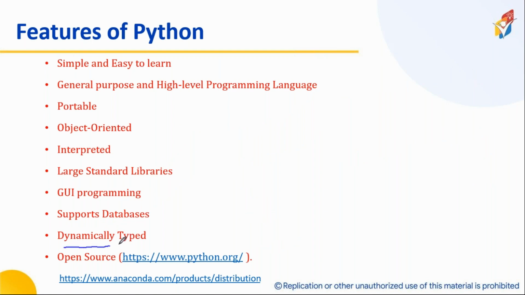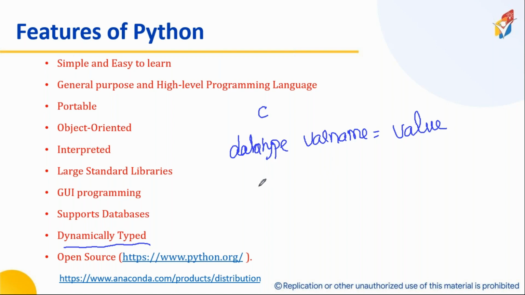Now, next one is dynamically typed language. Let me tell a small thing. For example, in C language, if I want to create a variable, what do I need to follow? Data type, then variable name is equal to value. I'll tell you what this is. For example, if I want to store numbers, the data type is called integer. Variable name a is equal to 100, where 100 is called the value that we are storing, and a is called the location in the memory.